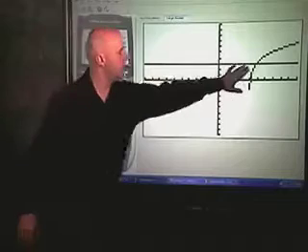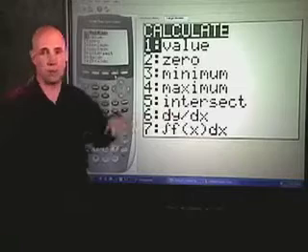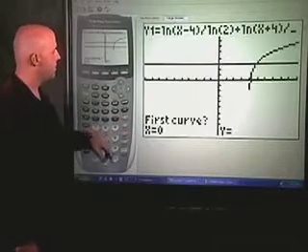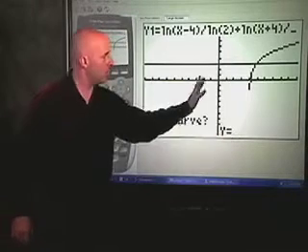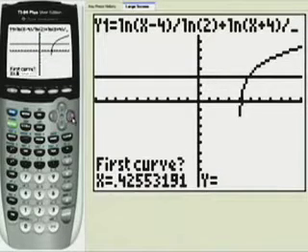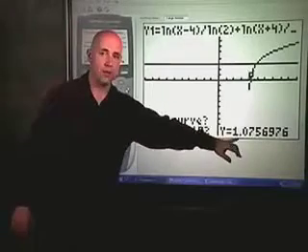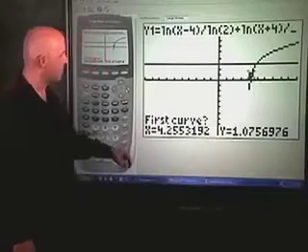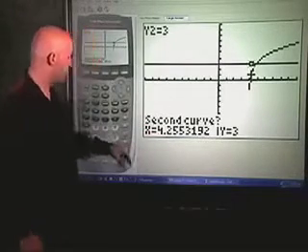We're looking for this intersection point. We'll go to our calc menu and pick option 5 for intersect. For the first curve, we notice there's no y value present here. We're not actually on the graph of y1 right now. So we're going to need to scroll over until we actually see a y value show up. Now that we get a y value there, we know we're on the graph of y1. We'll hit enter. The second curve is y2. We're on that, so we'll just hit enter.